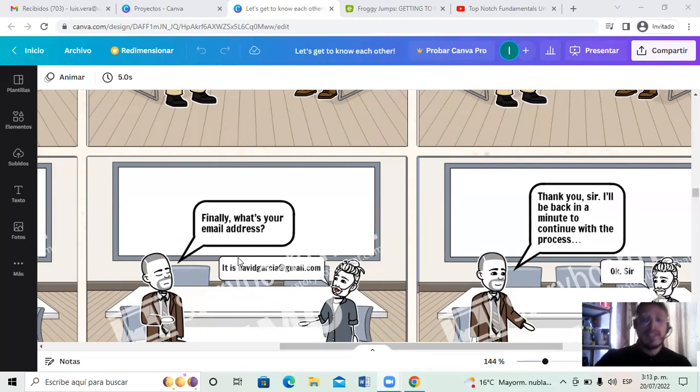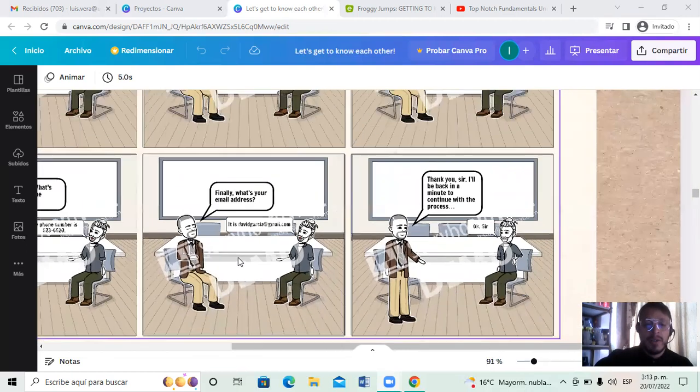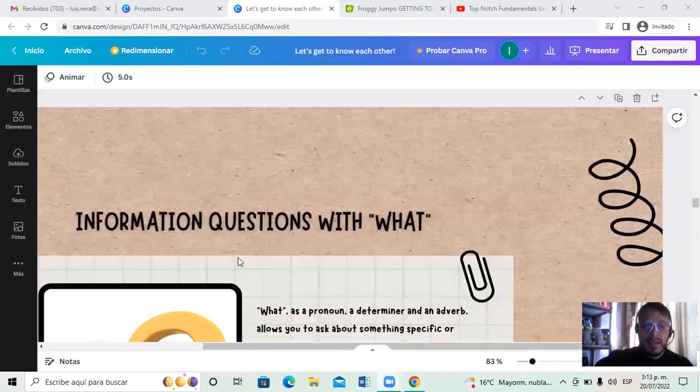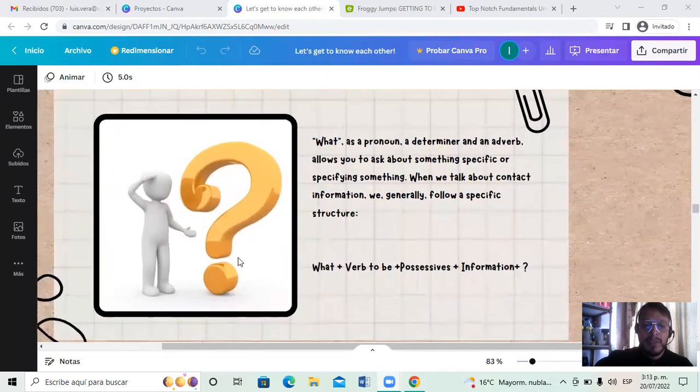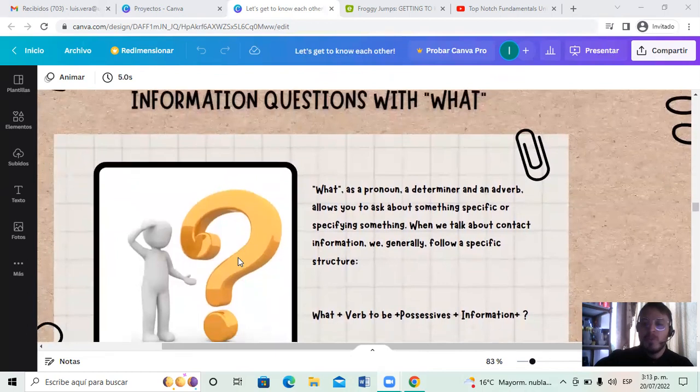So, my students, let's pay attention to the next part. The next part is related to this grammar information. Students, questions with what. If you pay attention to the conversation, right?